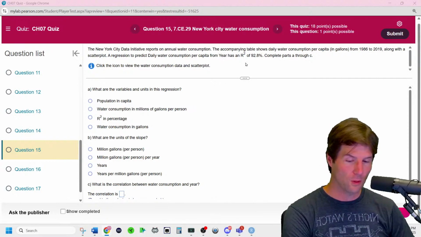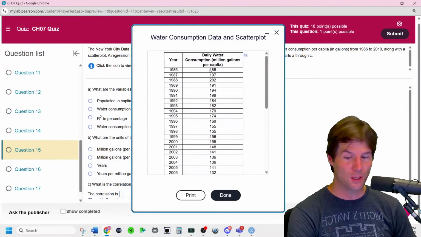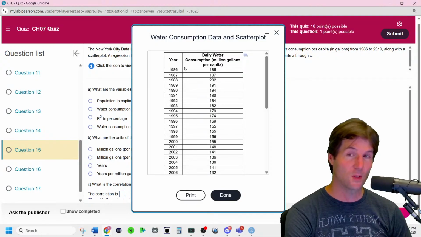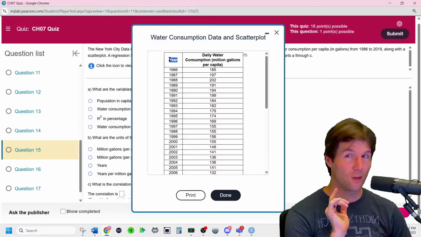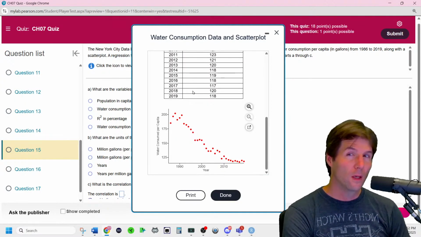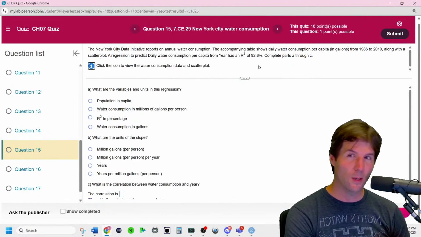Now they get an R squared of 92.8. That means 92.8% of the variation in water consumption is explained by what year it is. Remember, blank percent of the variation in Y is explained by the variation in X. I want to point out you do have 3 interpretation questions on your test, R squared being one of them. You'll notice right here a negative relationship in the data, which means there is a negative correlation. The last question is where this really comes into play.